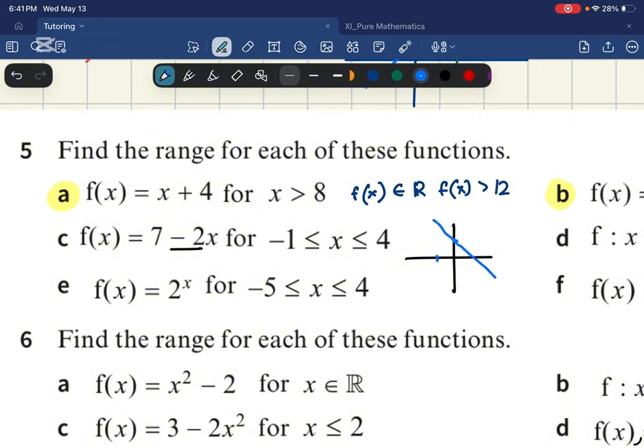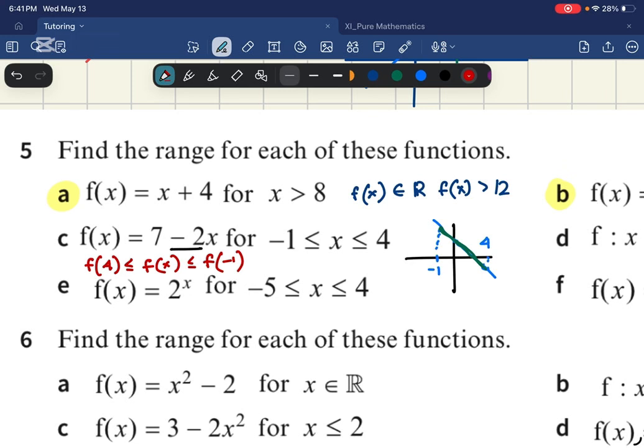So if I put in negative 1, my output is going to be higher. If I put in positive 4, my output is going to be lower. So the range is going to be this set of values represented by the green line. My range is going to be from f of positive 4, because that's lower, right? And then f of negative 1.